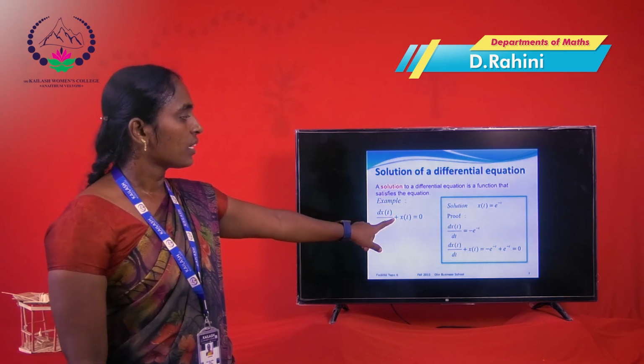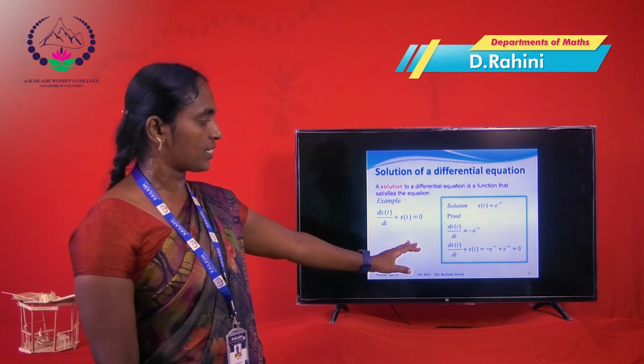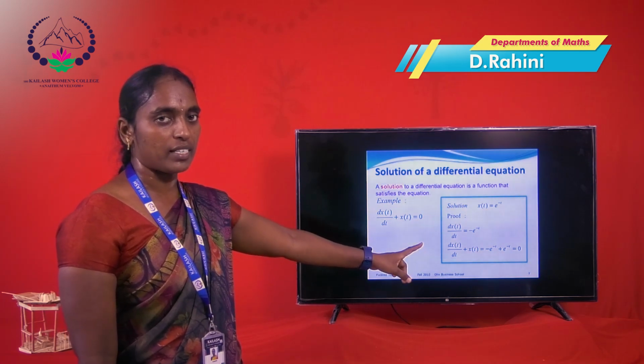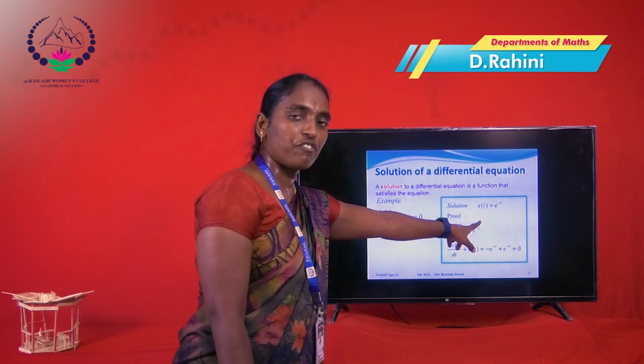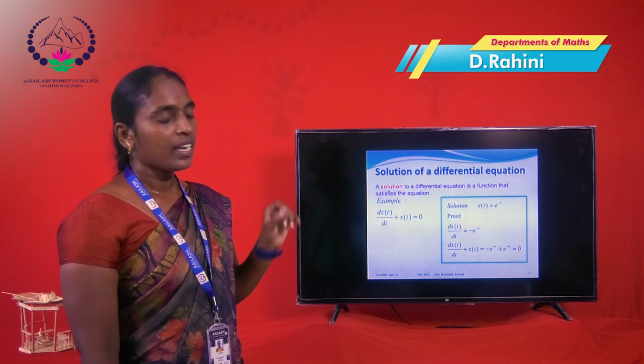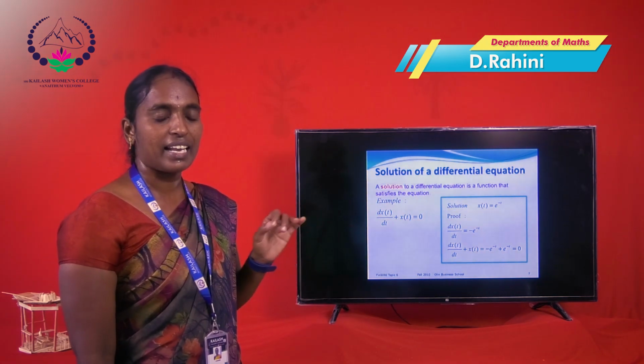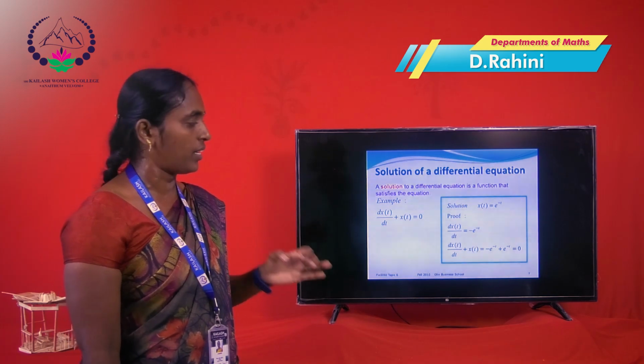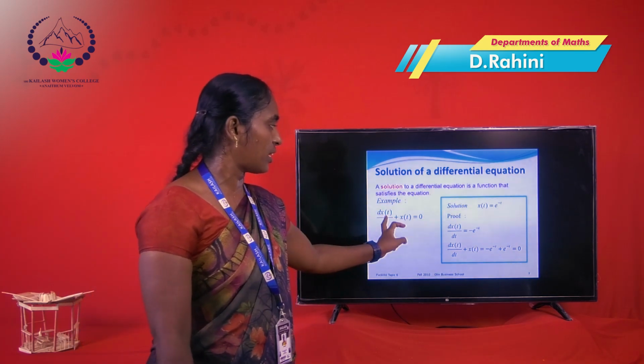The proof is dx of t divided by dt is equal to minus e power minus t. So first we have to differentiate x of t once. Then only we get e power minus t is the derivative of minus e power minus t. So the equation is already here.